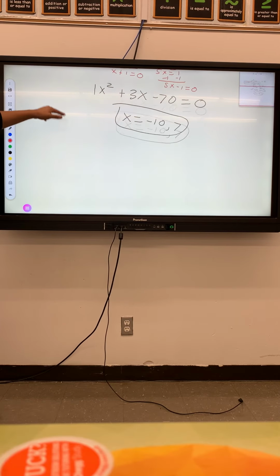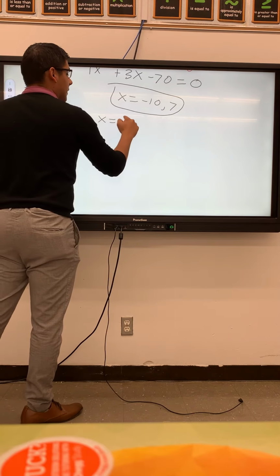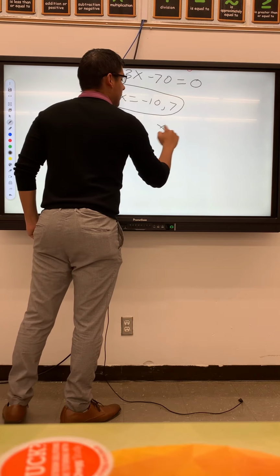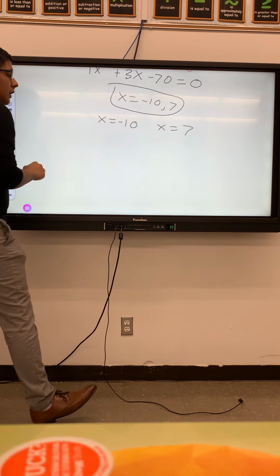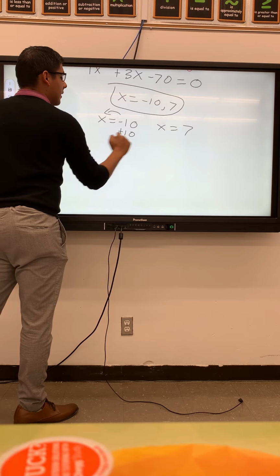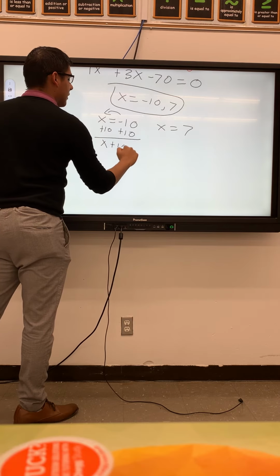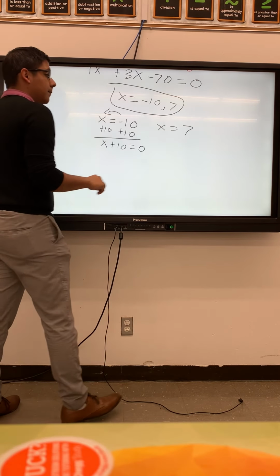Okay. In the second example, same thing. x equals -10 and x equals 7. So what we're going to do is we're going to move the 10 on this side, and we're going to do that by adding 10 on both sides. So x plus 10 equals 0.